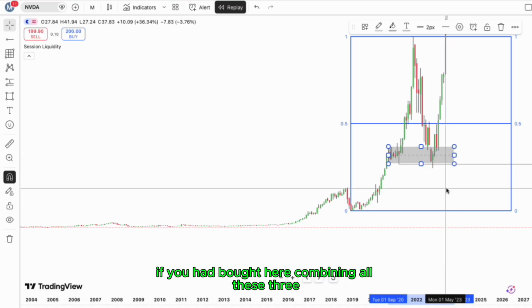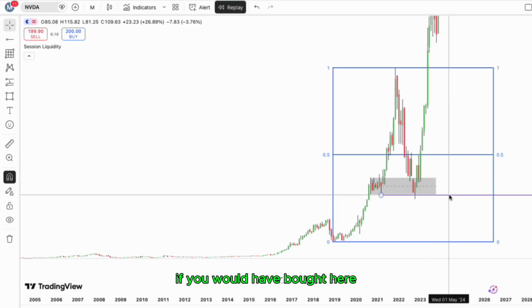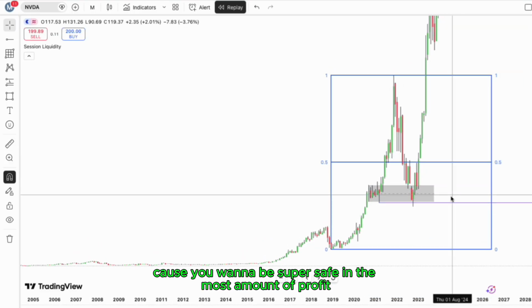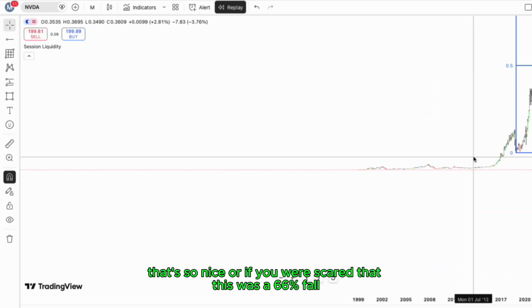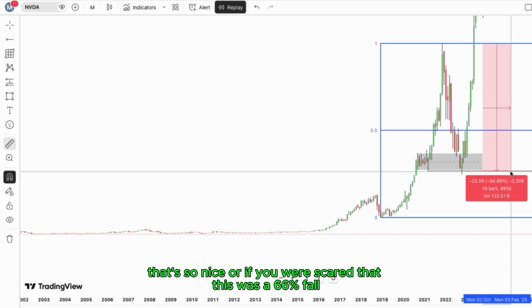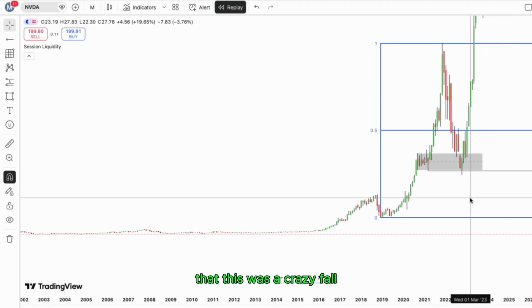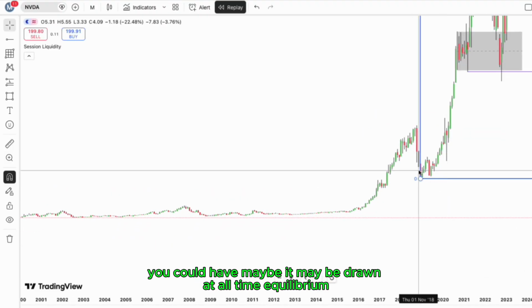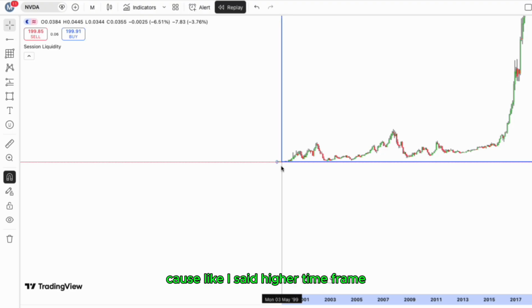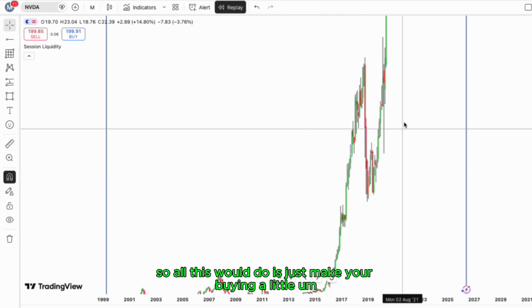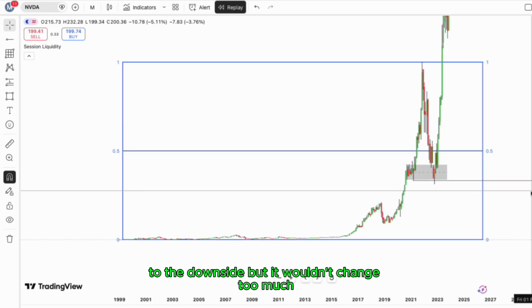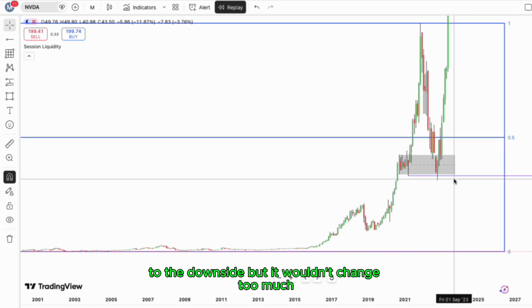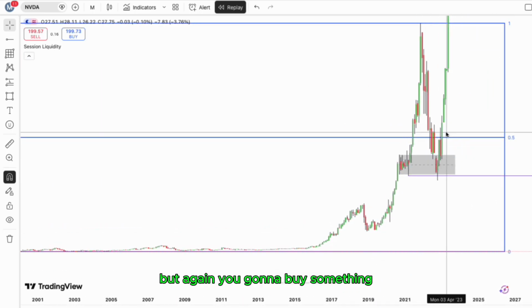And if you would have bought here, combining all these three, if you would have bought here because you want to be super safe, you're in the most amount of profit, but you could have bought some here and have like a rich buy down here. That's still nice. Or if you were scared that this was a 66% fall and that this was a crazy fall, you could have maybe drawn it at all-time equilibrium, because like I said, the higher time frame holds higher power. So all this would do is just make your buying a little to the downside, but it wouldn't change too much. But again, you would have bought some here.